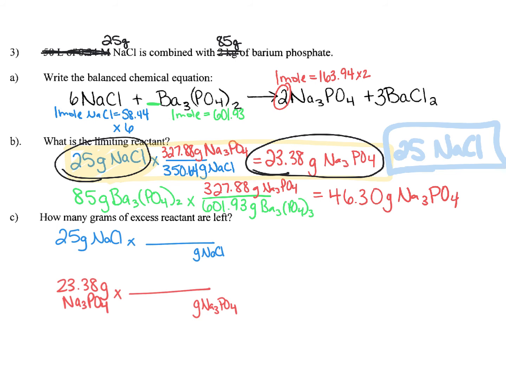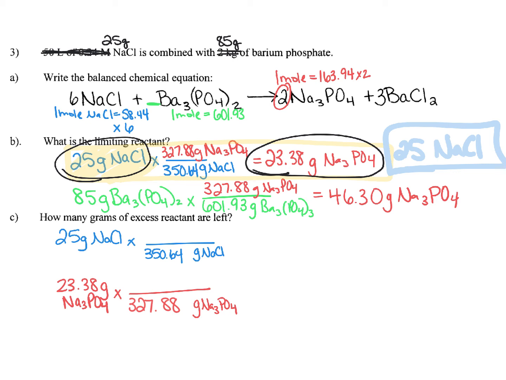So I've got both of my ways set up here. I can either go from my 25 grams of NaCl, or I can go from the 23.38 grams of sodium phosphate that I know I'm going to make. So I set my grams of NaCl on the bottom. I set my grams of Na3PO4 on the bottom. I know from the previous problem that I need 350.64 grams of NaCl, so I put that in. I also know from the previous problem that my grams of Na3PO4 is 327.88 grams.